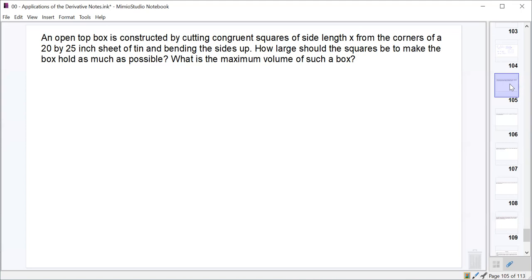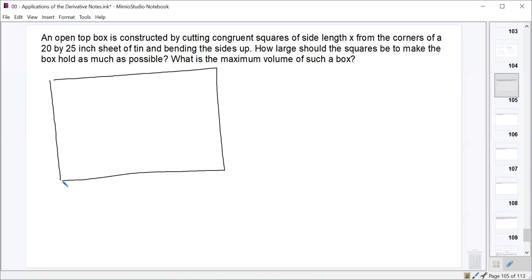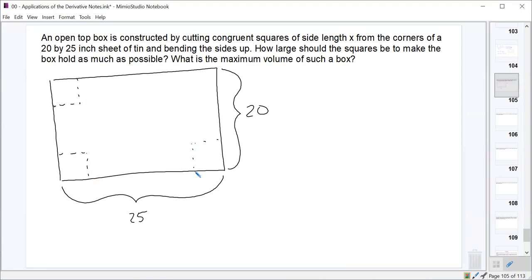So I think drawing a picture is going to help us understand what's going on here. We've got a rectangular shape here that is starting off 25 inches by 20 inches. Okay. And what we're going to do is go ahead and cut off some squares from the corners. That's what it's telling us we're doing here, cutting off some squares of some length.